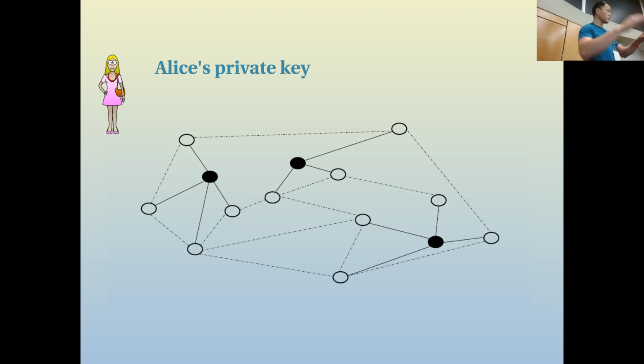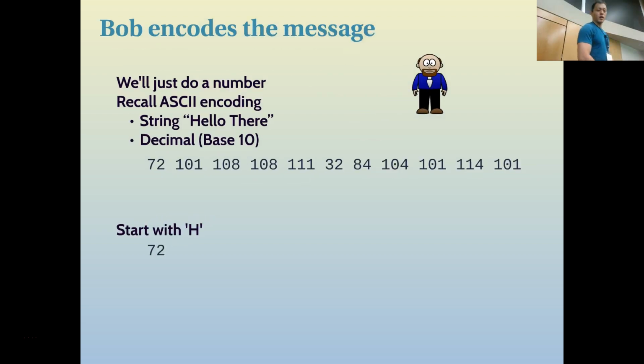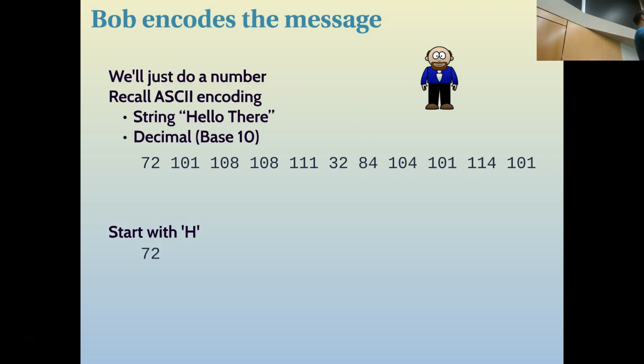So this is Alice's private key now, right? This graph with the nodes that serve as the dominating set is the private key. She's going to unlabel all of that, and that's the public key. And this is the public key she broadcasts everywhere on the internet. And then Bob gets this public key and wants to encode a message.